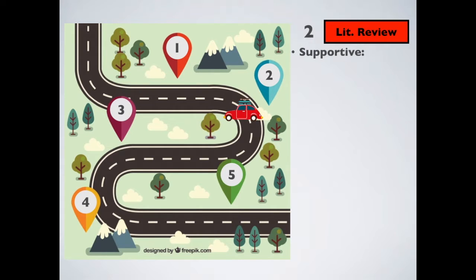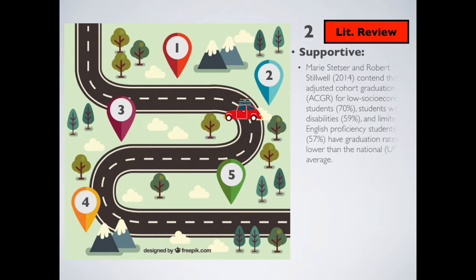Next, I reviewed literature that addressed possible factors that affect graduation rates. The article contends that the adjusted cohort graduation rate for low socioeconomic students, students with disabilities, and limited English proficiency students have graduation rates lower than the national average. This indicates that there is a need to address the effects on graduation rates.